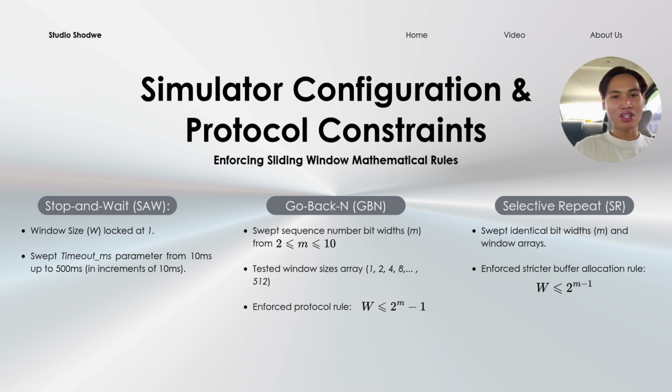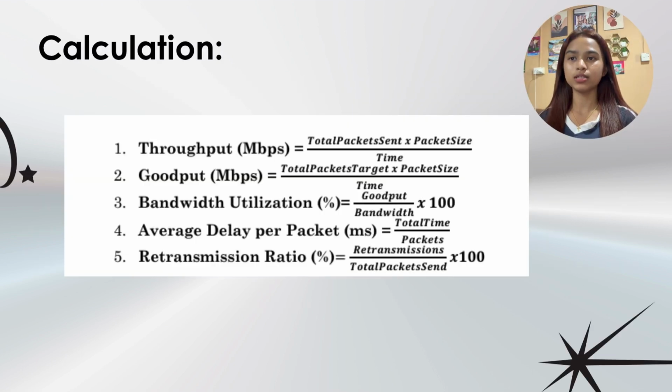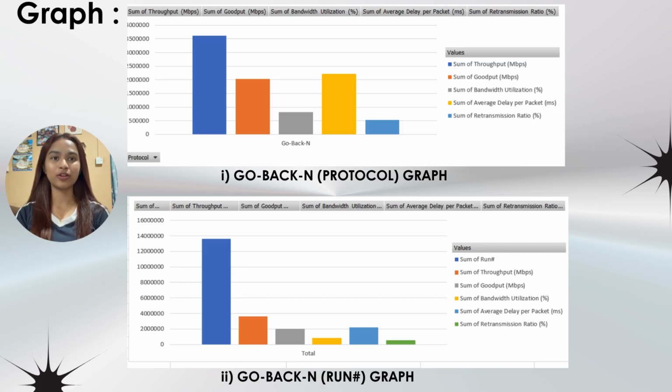performance metric calculations. For this part, the calculation, we use 5 formulas: first is throughput in Mbps, second is goodput in Mbps, third is bandwidth utilization in percent, fourth is average delay per packet in ms, and lastly is retransmission in percent. So this part is for the graph.